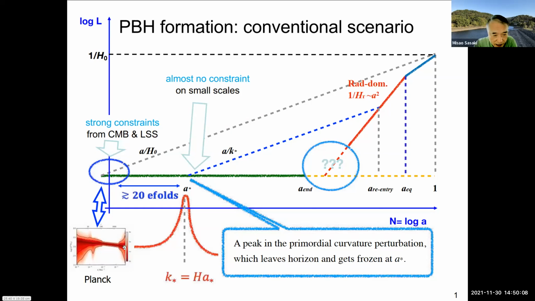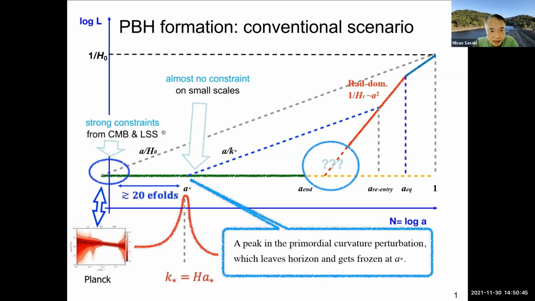However, on sufficiently small scales, say a distance of about 20 e-folds from the scale of our interest, where 20 e-folds corresponds to e to the 20, which is about 10 orders of magnitude difference in length scale. So if you consider, say, 10 or 100 gigaparsec, I don't know what the value is, probably 10 gigaparsec.